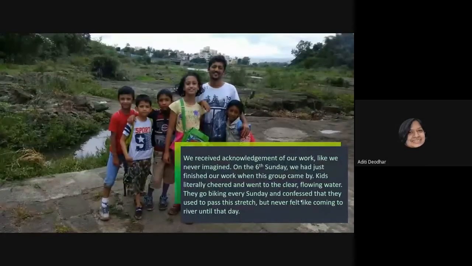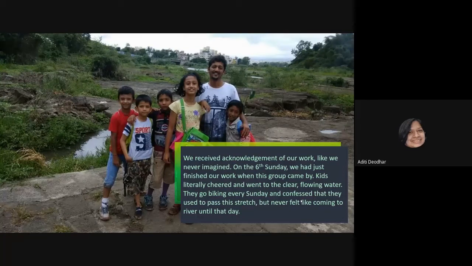Around 6 Sundays after we started our work, we got reciprocation of our work in a very unimagined manner. This is a group of youngsters that came there. They came on their bicycles and parked them, and these kids just ran into the riverbed. They really loved these pools, and they were splashing water on each other. The Dada that you see with them said that he takes these kids from his society every Sunday to some location on their bicycles.